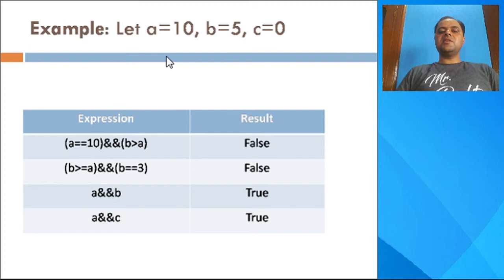A is 10, B is 5. Any non-zero integer is always true, only 0 will be false. So A is 10, non-zero, true. B is 5, non-zero, true. So true and true, the result will be true. Now A and C: A is true and C is false, so this will be false. This is not true.